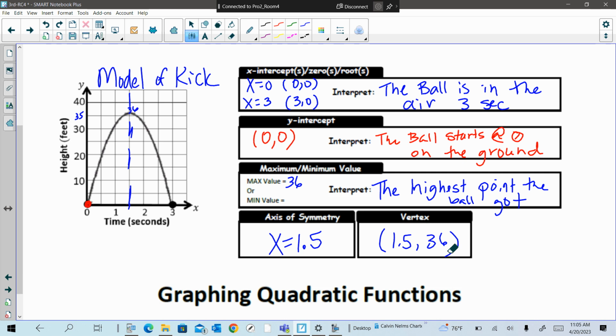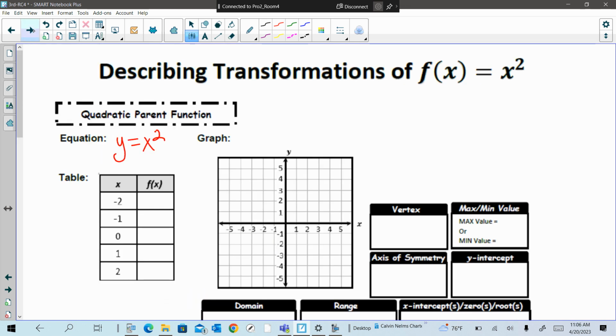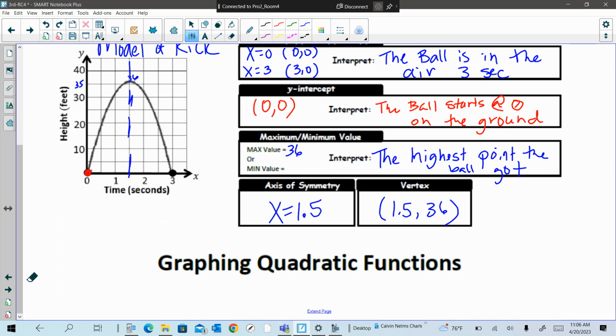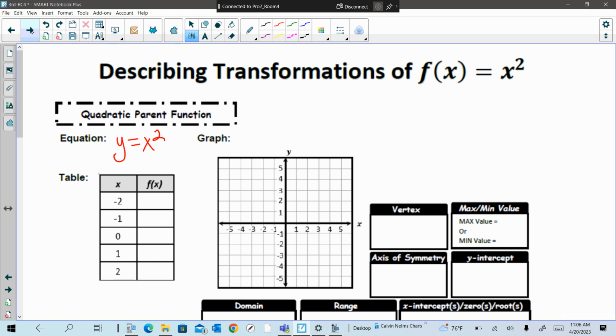Okay, so like I said, you're going to be given a graph or an equation. Now, we're going to make sure you understand your transformations. Okay, so the next tab is dealing with transformations, right? Or did I skip one? Yeah. The top of it talks about quadratic functions.